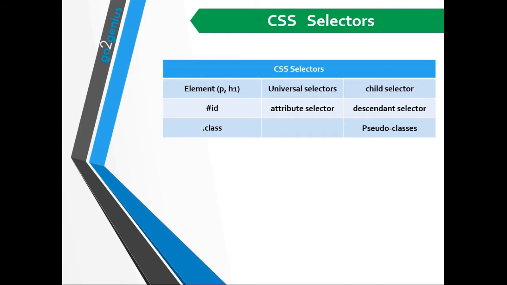Now we will learn these selectors in more detail with some real code, and also we will check the output on the browser. In this video we will cover only these three selectors: element selector, ID selector and class selector. So let's jump to our code editor.